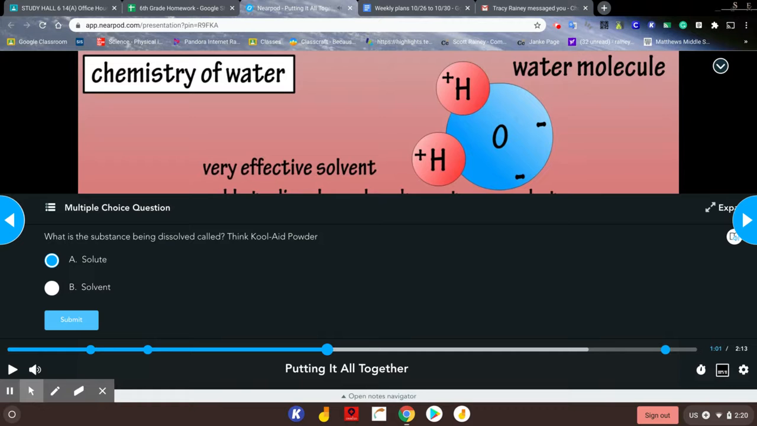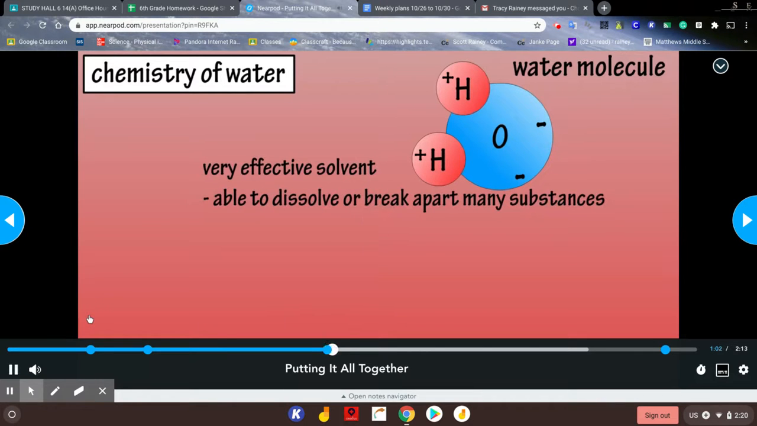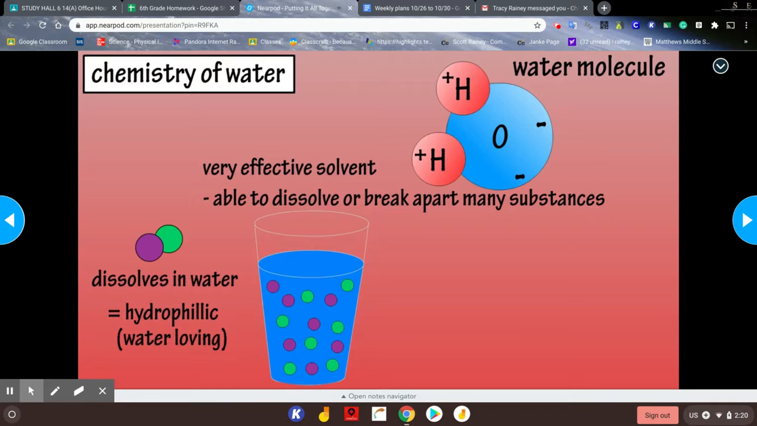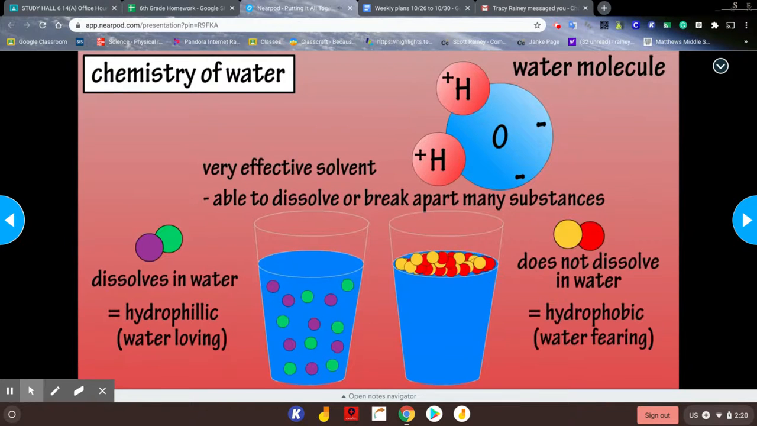So if I'm breaking apart salt water or Kool-Aid, the water is dissolving the material. The material being dissolved or broken apart is the powder or the salt, and that is always called the solute. So that is the solute. Substances that do dissolve or break apart in water are called hydrophilic, which means water-loving. Nonpolar substances that do not dissolve in water are called hydrophobic, or water-fearing.